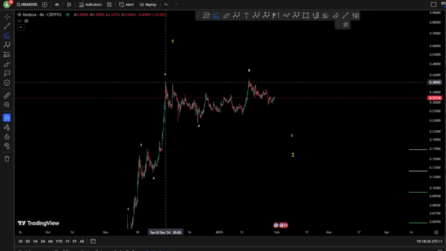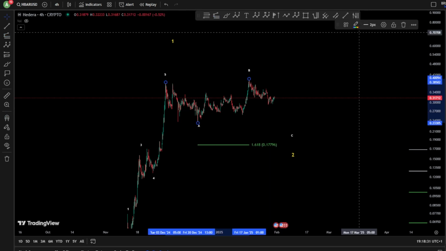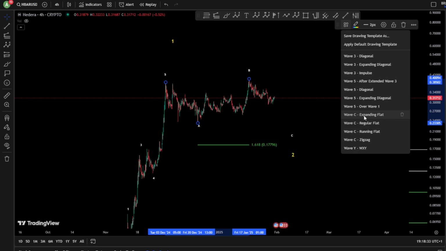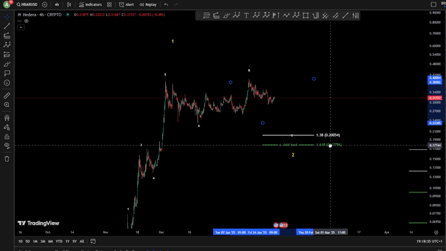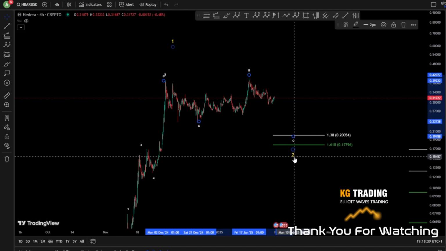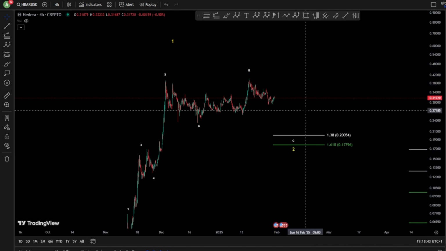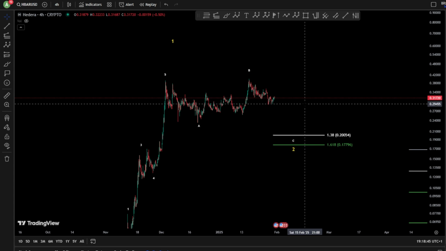Let's take some targets probably for this wave C. I mean, the minimum requirement for a wave C in an expanding flat is 1.618, or 0.17. Here we go. Yeah. So these are the targets probably for this wave C to unfold.